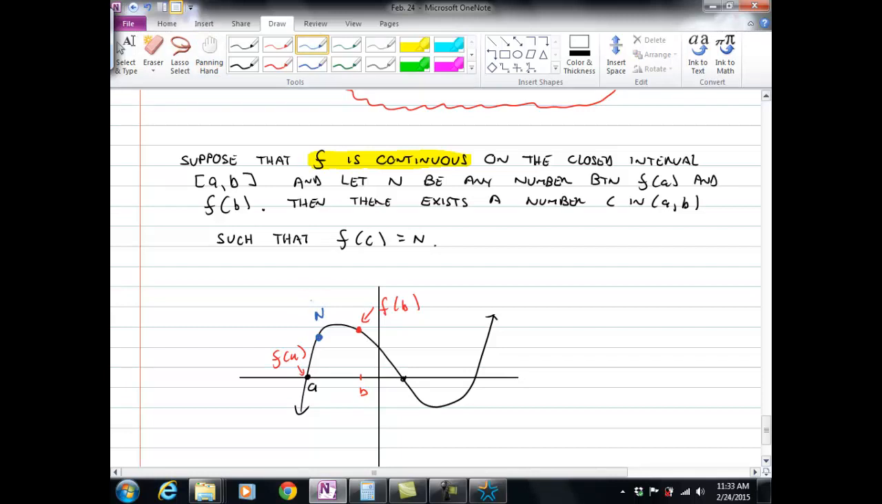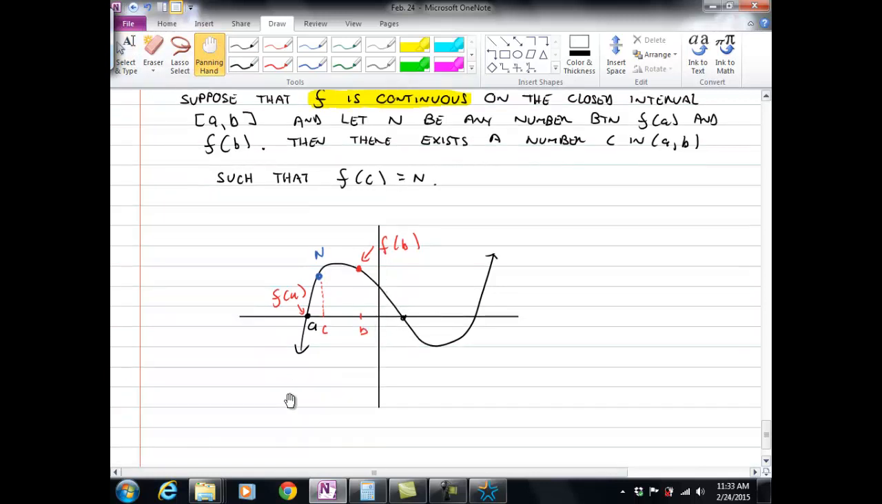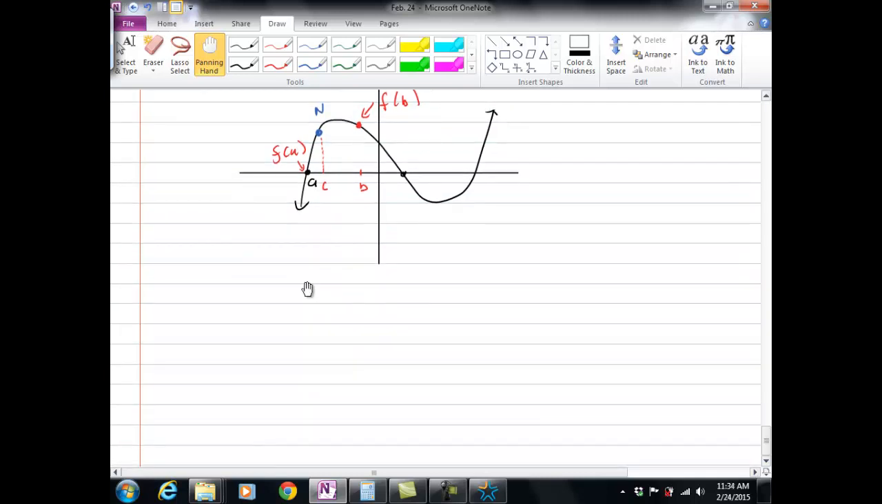They're saying this. If this piece is continuous, therefore, there has to be a number C in between A and B that gives you this N value. Some of you say, Mr., isn't that obvious? If it's continuous, there should be a number C. It is obvious. This is one of the most obvious theorems there is. And someone actually wrote it, and they call it the intermediate value theorem. I'm going to give you an example of how we use it.